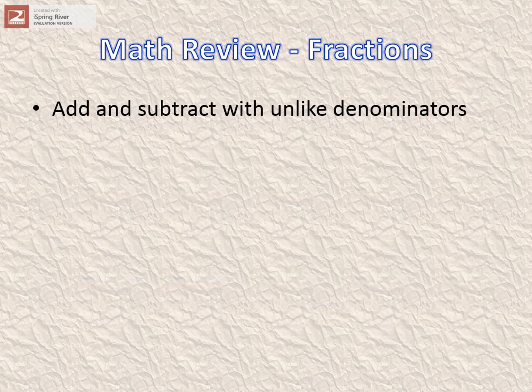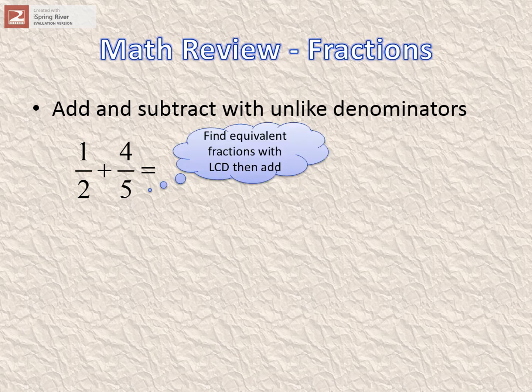Alright, now here comes the harder stuff, adding and subtracting with unlike, different denominators. Well, we can't just do it. If you have 1/2 plus 4/5, we know we can't just add them up. We can't say 1 plus 4 and then 2 plus 5. That doesn't work. So what we're going to have to do is find equivalent fractions with the lowest common denominator, and then we can add.